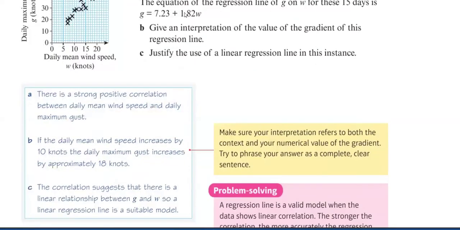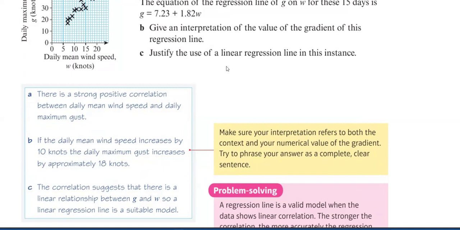Okay, we have the relationship. 1.82 means if x changes by 1, y changes by 1.82. Then if x changes by 10, y will change by 18.2. That is approximately like this, 10 to 80.